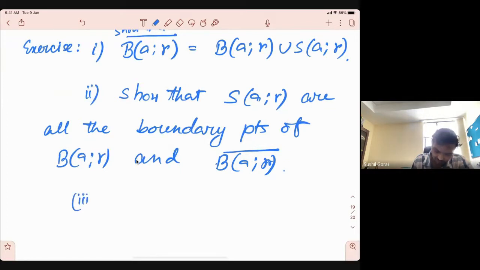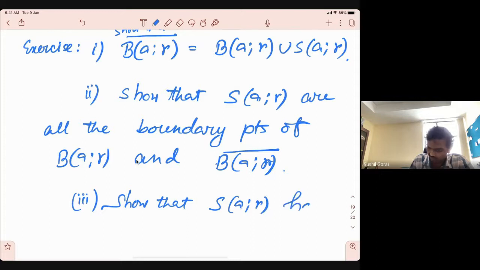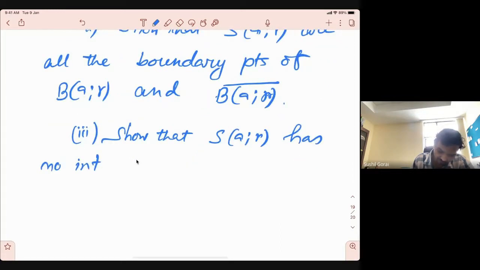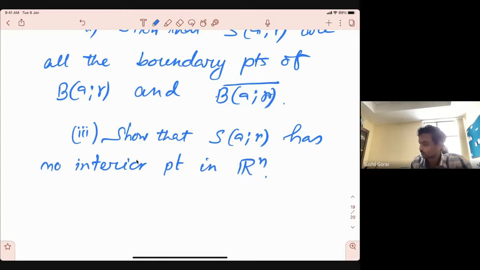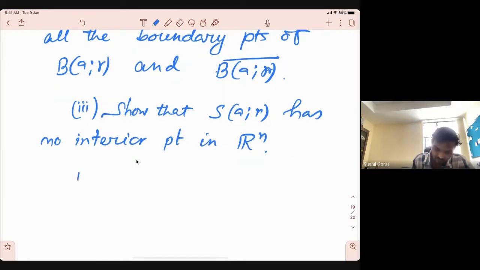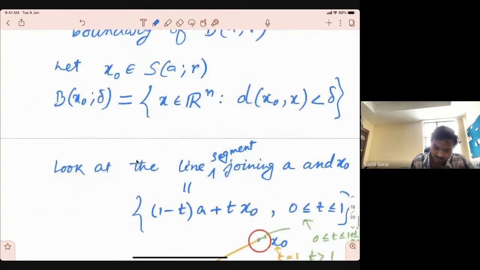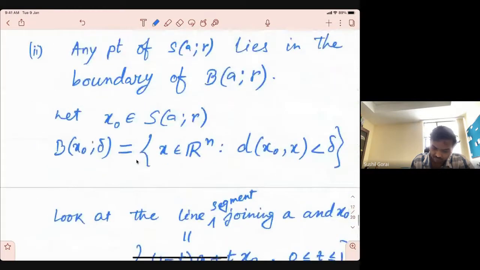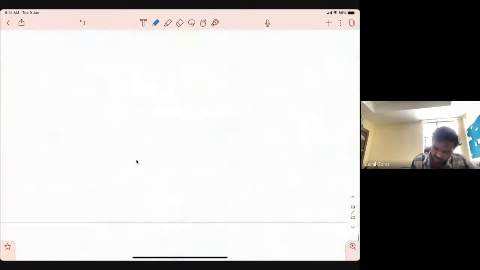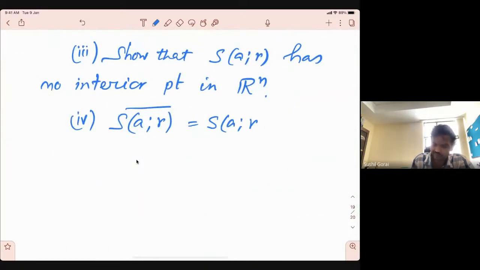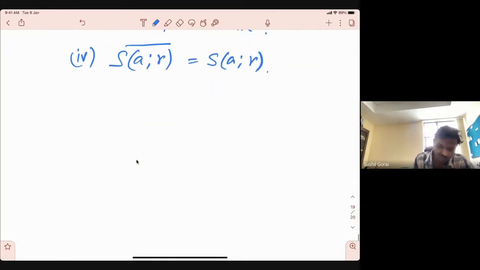Third, show that S_r has no interior point in R^n. All right. Fourth thing is S_r closure. We have already seen it, but did I define it or not? That's fine. The closure is S_r. All right.